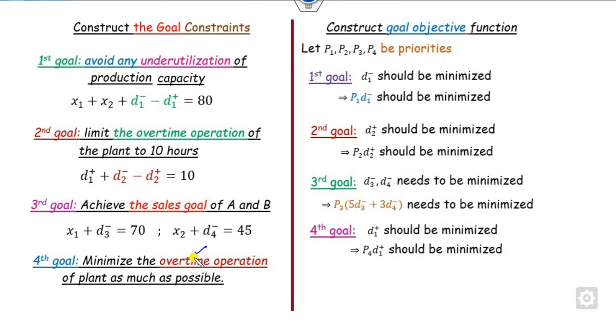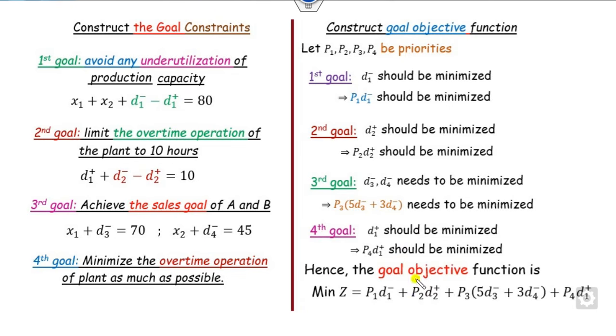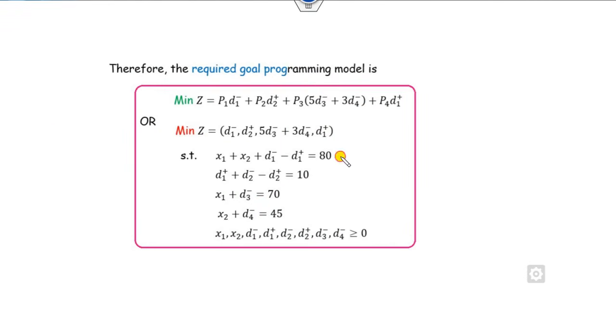The last one is that your target is the overtime operation. So what is the overtime here? This is the operation capacity, so this is the overtime. You have to minimize it. So you have the 4 objectives, and you can minimize them as here. Finally, you can write this simply. These are the constraints and this is the objective function. You can write it either like this or simply put a comma in between them. This is a multi-objective problem. So this is the way you can formulate goal programming here.